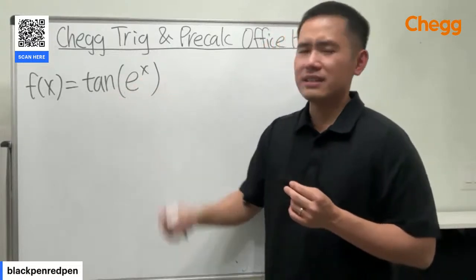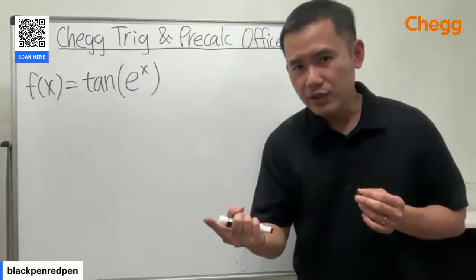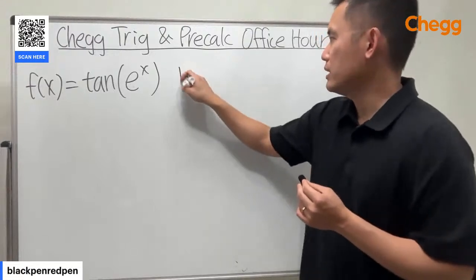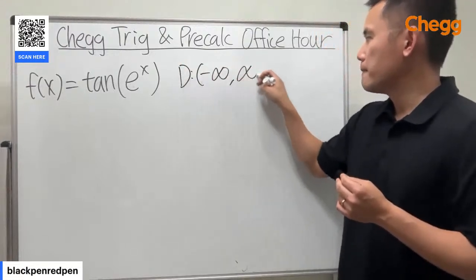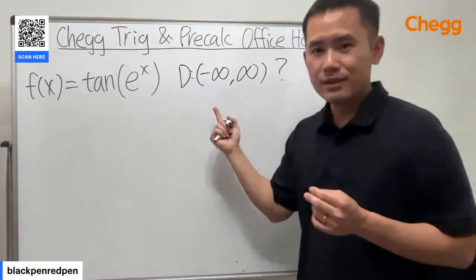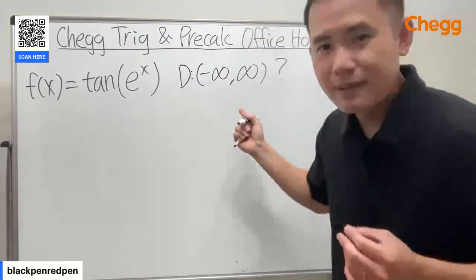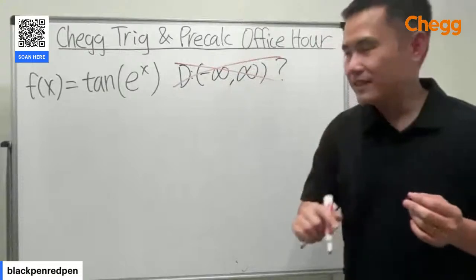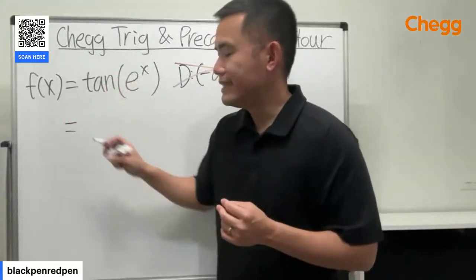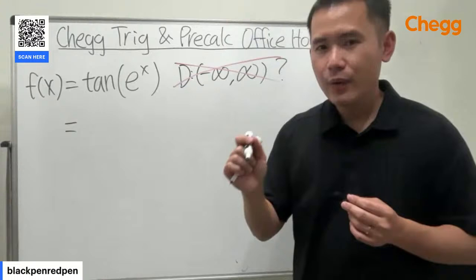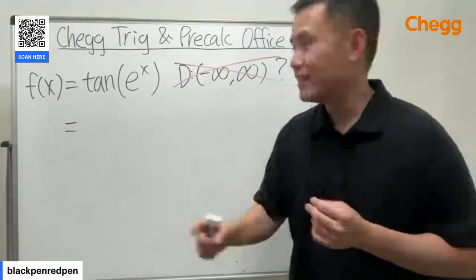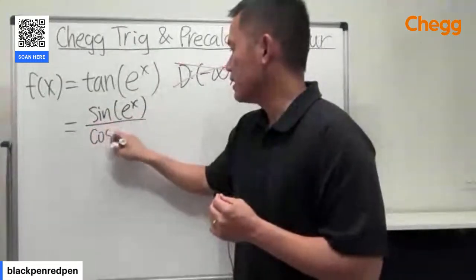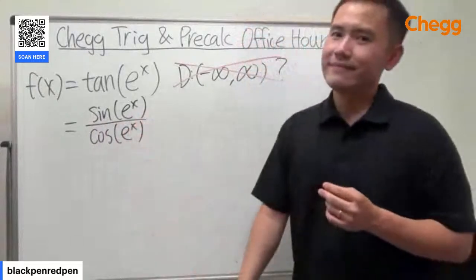One thing right here though, tangent of e to the x, you might be thinking, there's no fractions, there is no square root, there's no log, so the domain should just be all real numbers, right? No. Because when you have tangent, this is secretly a fraction. This is sine of e to the x over cosine of e to the x.